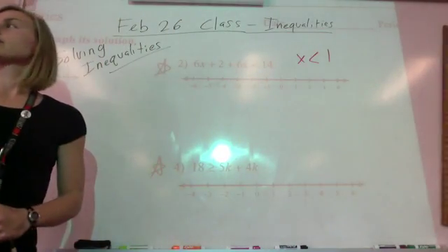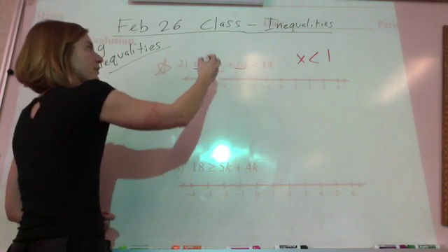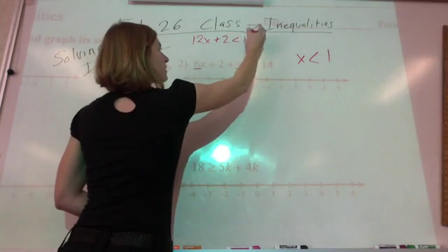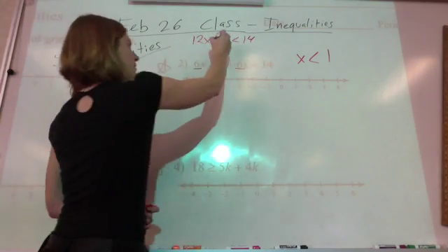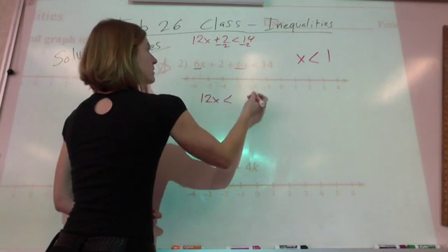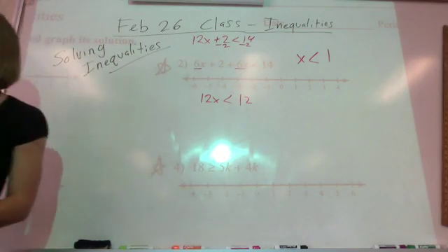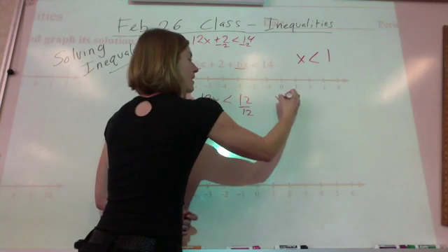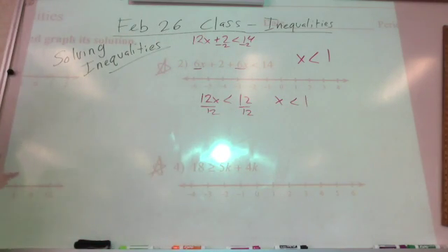Let's quickly go over this. I'm going to combine the like terms of the 6 x's together to get 12x, and I still have a plus 2. What am I going to do with that 2? Subtract. So I still have a 12x and then a 12. Then what do I do? Divide by 12 on each side. Do I need to change the sign? No, because there's no negatives. So that's how you would get that.